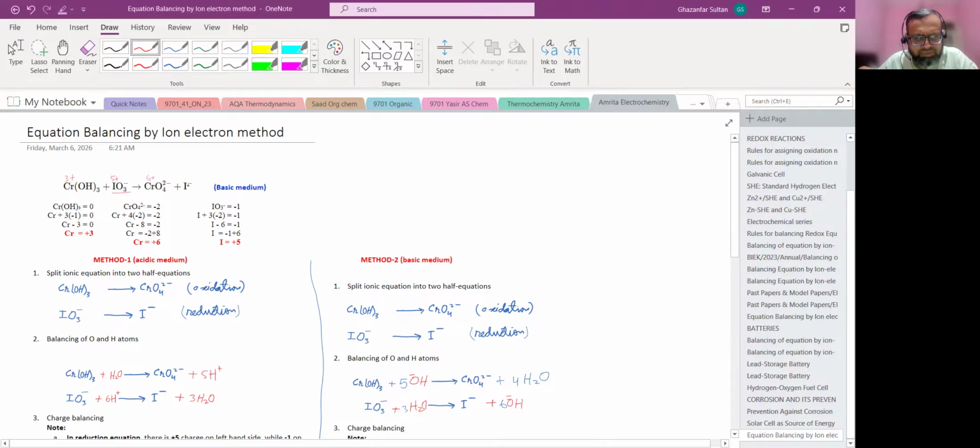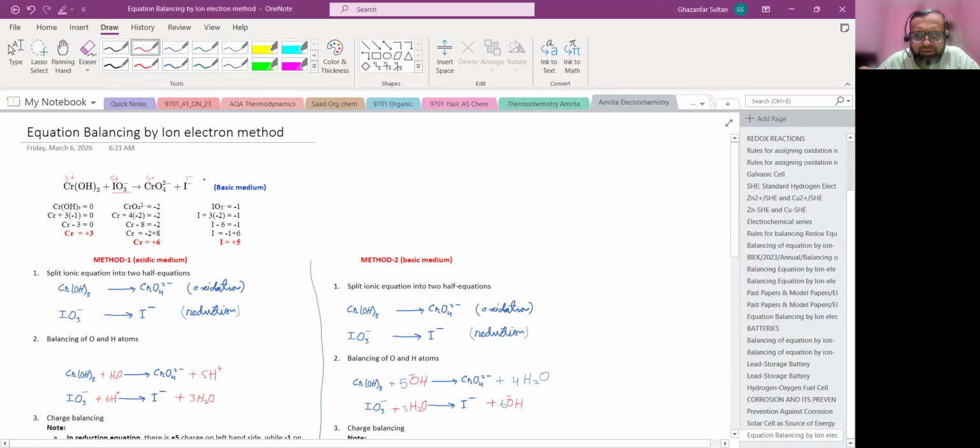And on the right side, iodide has a -1 charge. When a single atom has a charge, the oxidation state is the same as that charge. So it is -1, whether you write it here or not.